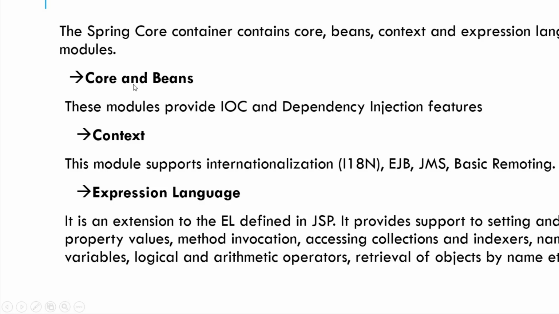Core and beans are two packages, actually two jars, which you have to import for the Spring framework to make any project in Spring. These modules provide the IOC and dependency injection features, and you already know what dependency injection is, that is, providing all the dependencies to an object at the start only. Then the context module supports internationalization, EJB, JMS, and basic remoting. EJB is Enterprise Java Beans. When you import the context jar, it will automatically import the bean jar also. The next is expression language. Spring provides a special EL feature, it supports the facility of expression language. We will see all these things in our next videos. We will do the practical only, and we'll make programs so that each and every concept gets cleared.